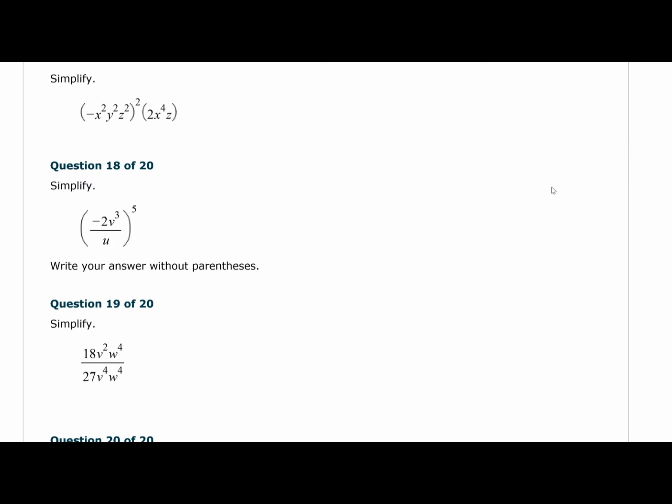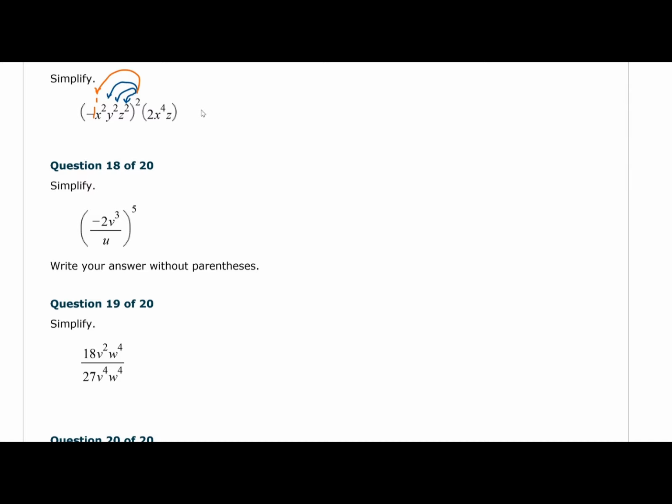You have negative x squared, y to the second power, z squared, raised to the second power, times 2x to the 4z. So using the power rule, power to the power, we're going to distribute the square into the parentheses. But then what happened to the negative sign? We're going to put 1. There's always an invisible 1 in front of any variable. So this is 1 to the first power. We have to do the same for that. The power 2 times 1, which is 2.